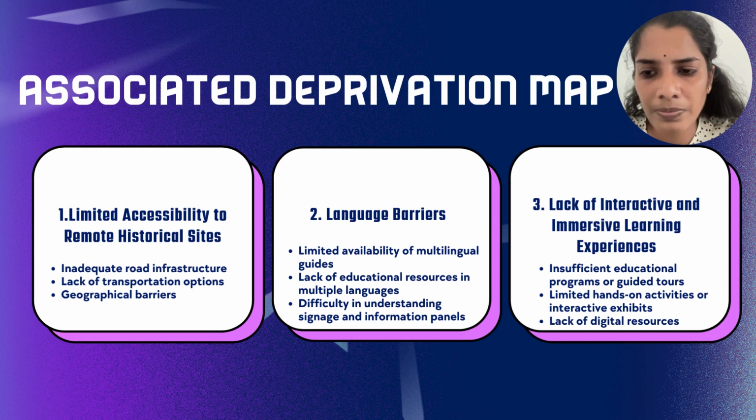The second deprivation is limited transportation options. Even if roads exist, there may be a lack of public transportation options, deterring tourists without private vehicles or access to alternative modes of transportation. The third one is geographical barriers. Sri Lanka's diverse geography, such as mountains and dense forest, presents significant obstacles for accessing remote historical sites, making navigation a challenge for visitors.